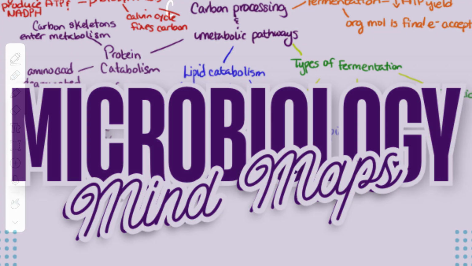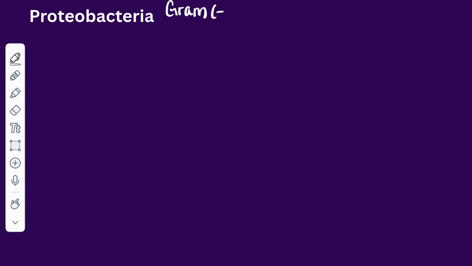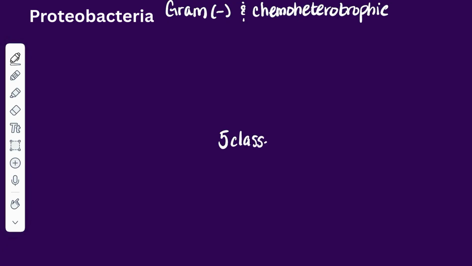Let's microbiology it by mind mapping the 5 classes of proteobacteria. This will allow you to retain the basic information before you open your textbook or go to lecture. Practice makes perfect.